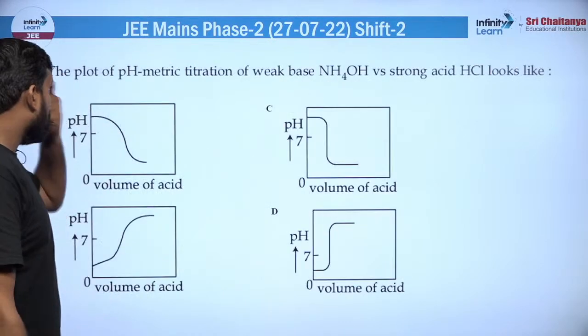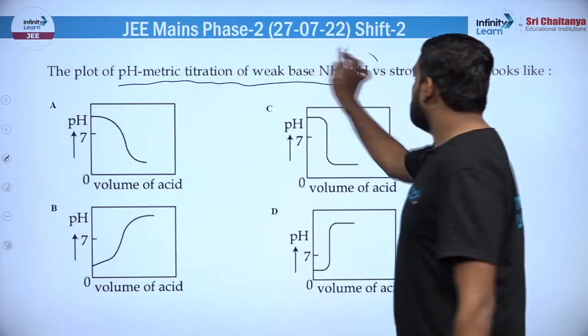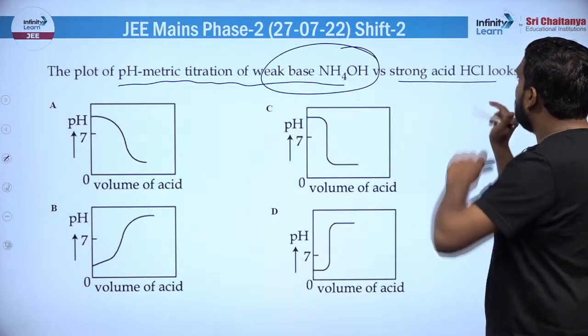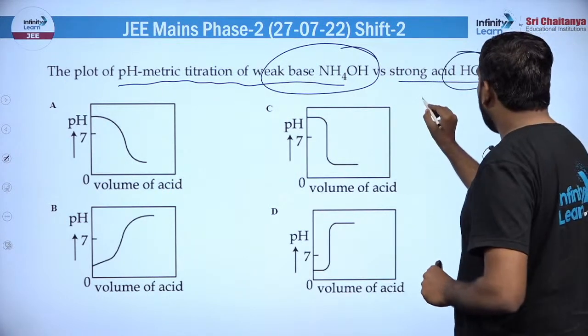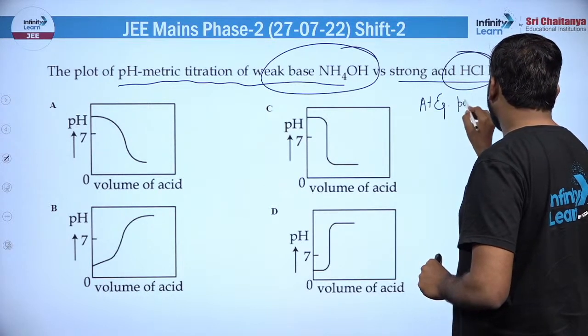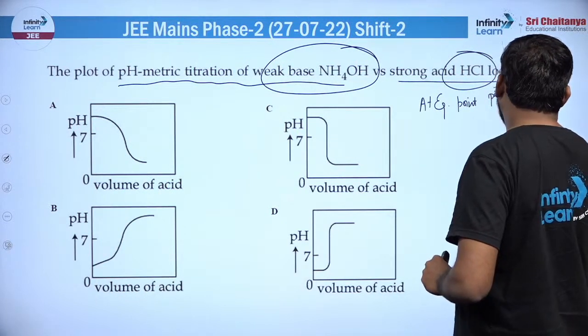Going to the next question. Here the question is the plot of pH metric titration of weak base with strong acid. So a weak base is titrated against a strong acid. At the equivalence point, the pH will be less than 7 because of the strong acid.